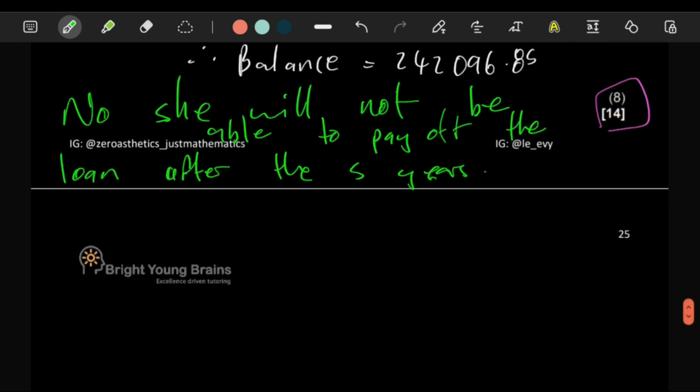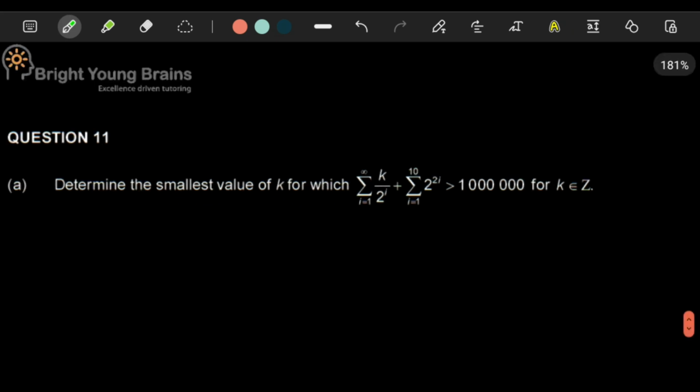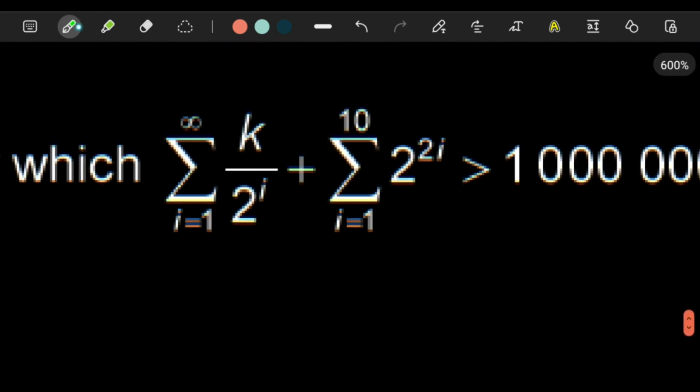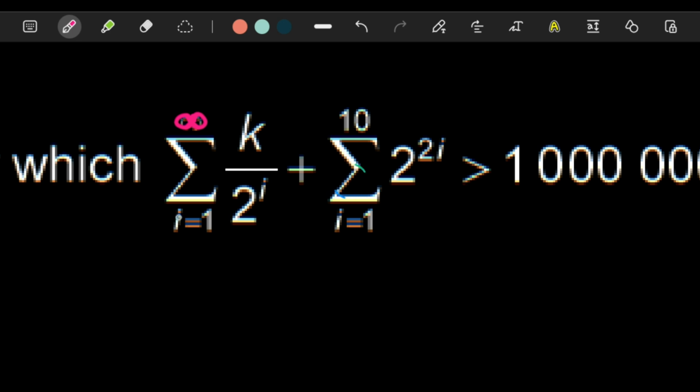Whew, here's a long question. Okay, so we have another really strange question here. This is the infinity symbol. i is equal to 1, and 2i over here. There we go.